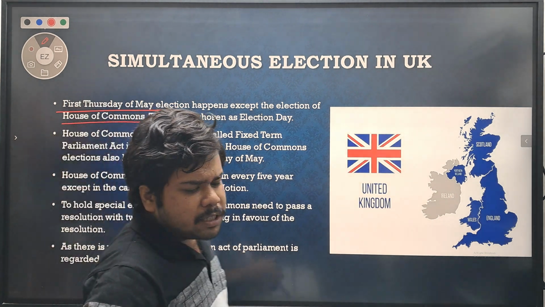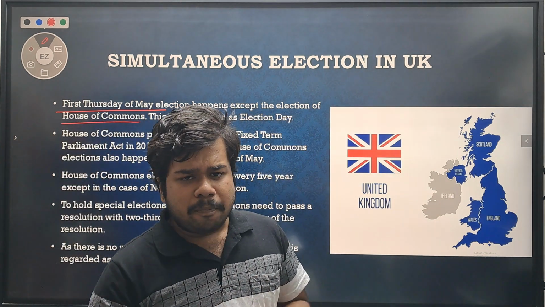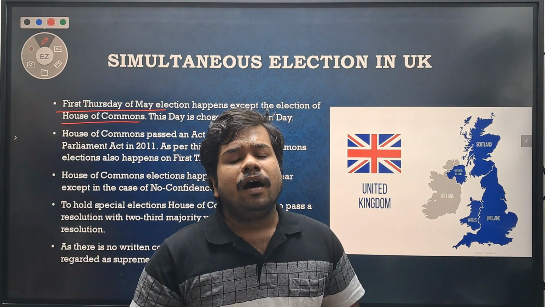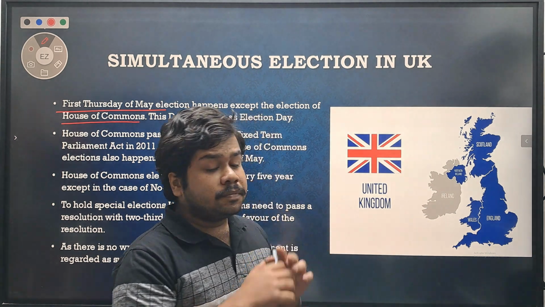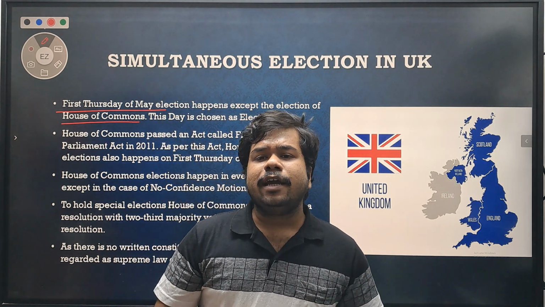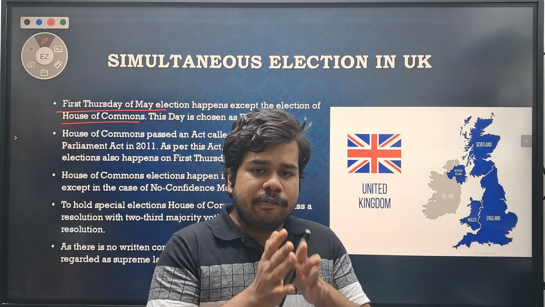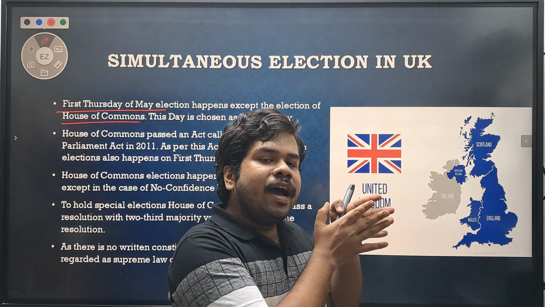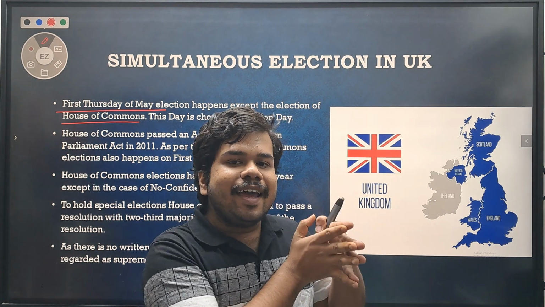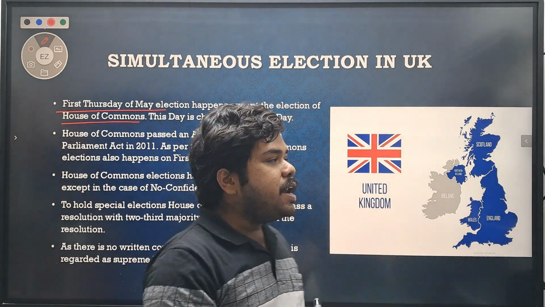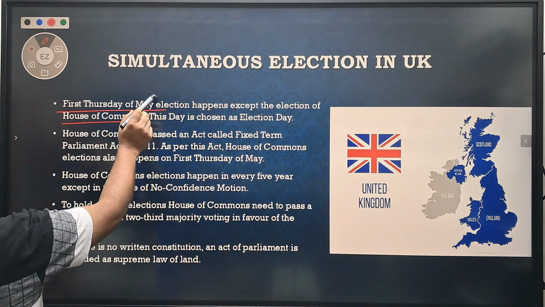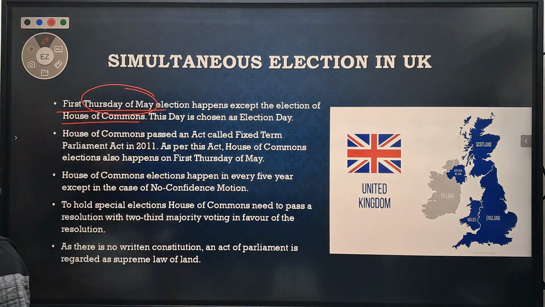So House of Commons means the supreme powerful body of the parliament of the UK, because they don't have a written constitution. So every power is concentrated in the hands of the House of Commons, which is like the Lok Sabha of India. So this day, the first Thursday of May, is chosen as election day in the UK.